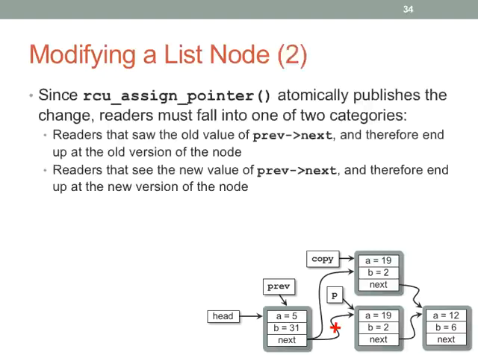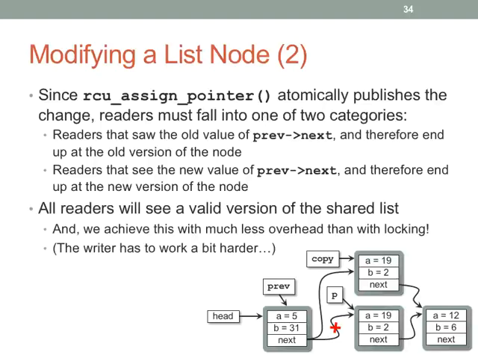Okay. And so, like I said before, this means that readers basically fall into one of two categories. Either they saw the old value of prev arrow next, and they saw the old version of the node, or they see the new value of p arrow next, and now they see the new version of the node. Not on my slide because they're the same, but in concept, that's what they would be seeing. So the upshot is that all readers see a valid version of the state. So we don't have inconsistent state anymore, but we do have the fact that some readers might see an old version and some readers might see a new version. If we're insensitive to that kind of issue, then we're fine.